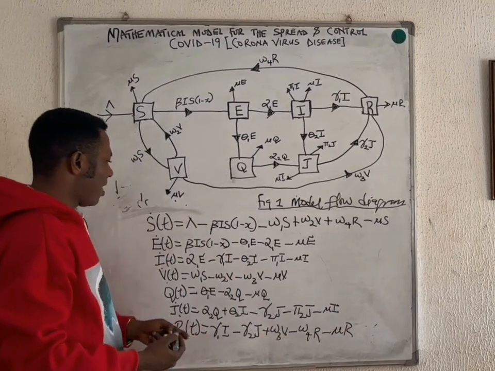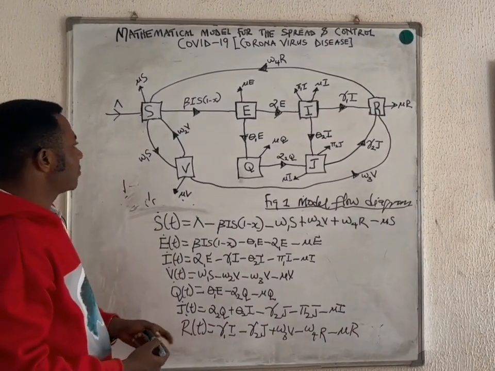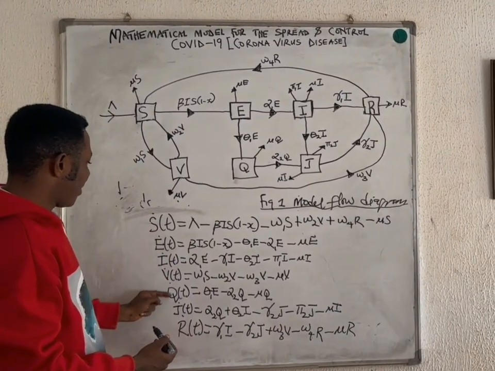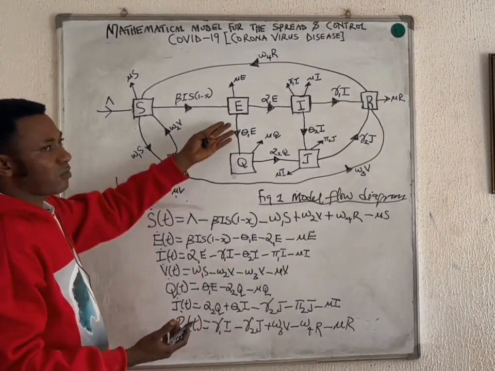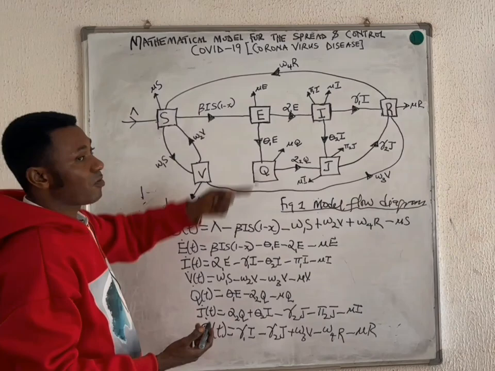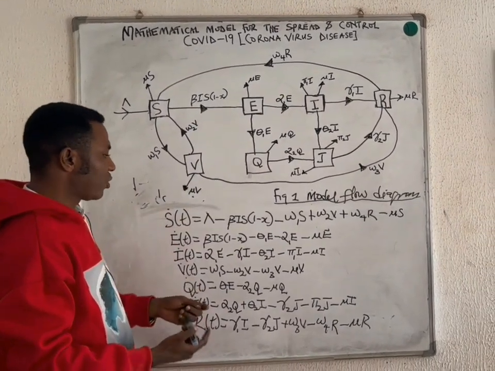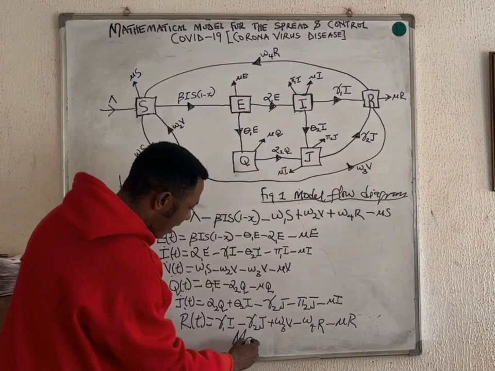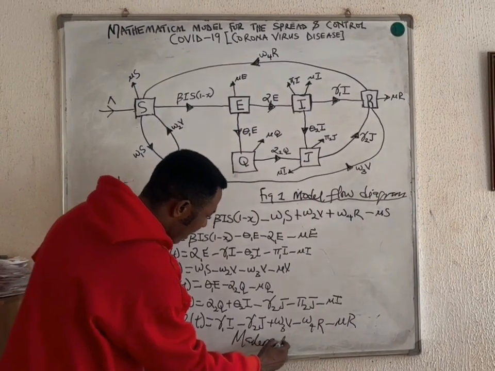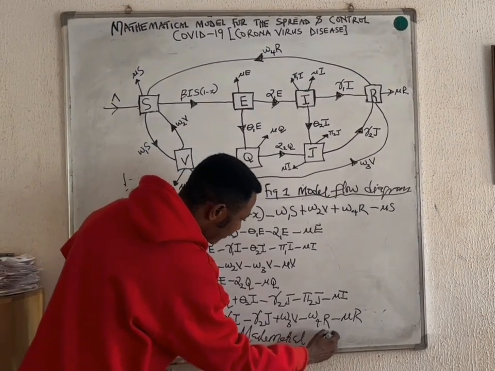As you can see now, we have 7 equations, 1, 2, 3, 4, 5, 6, 7, which is the same as the number of compartments that we have from the model flow diagram. And this now represents the mathematical model. All right.